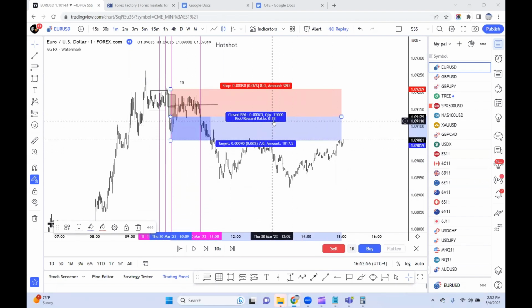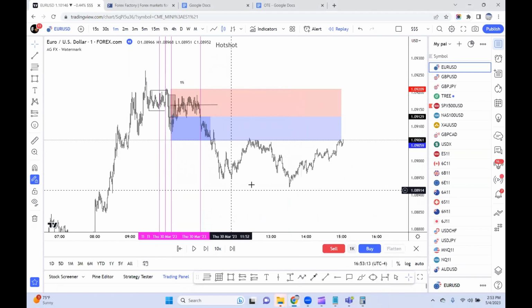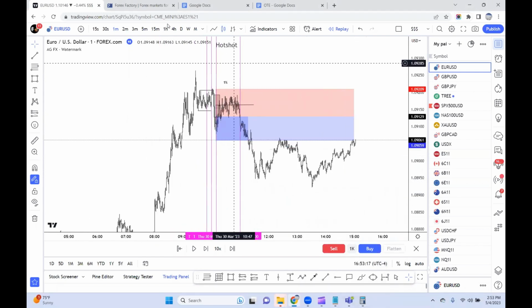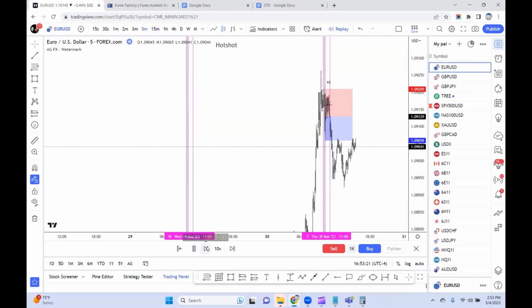So that's about 0.88. If it was a 1%, it'd be about $880. So half of that, it's about $440 profit that we're gonna close it in. Okay, so plus 440. Okay, we're at $100,940 right now. Okay, now let's go to the next day. See what happens.